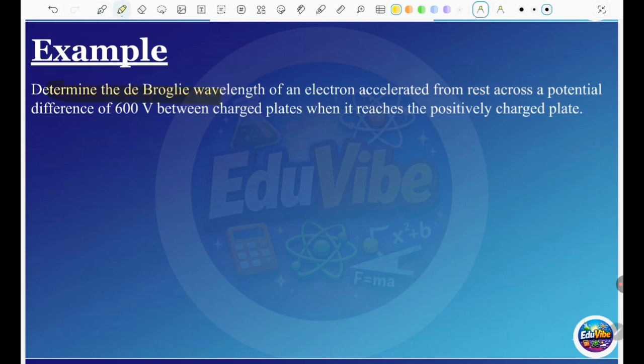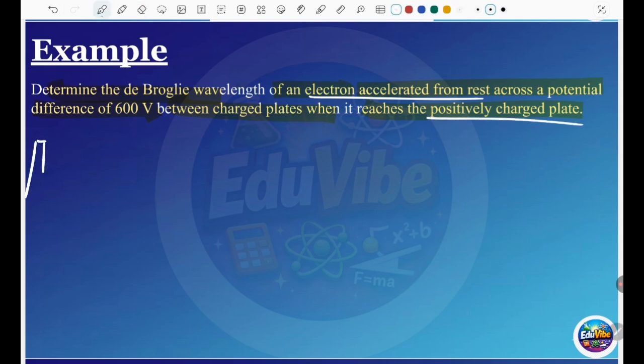Determine the de Broglie wavelength of an electron released from rest across a potential difference of 600 volts between charged plates when it reaches the positively charged plate. They mention the electron is released from rest, which means its initial energy is at rest, and it reaches the positive plate, which means it starts from the negative plate.